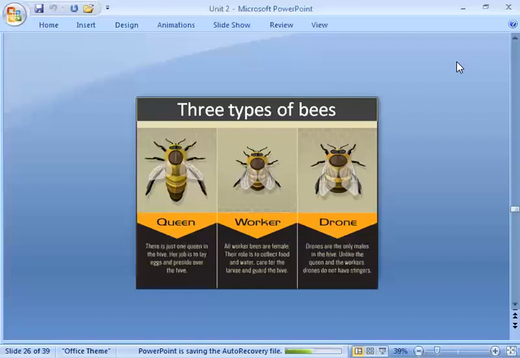Queen. There is just one queen in the hive. Her job is to lay eggs. All worker bees are female. Their role is to collect the food and water. Drones are the only male in the hive. So there are three types of bee: queen, worker, drone.